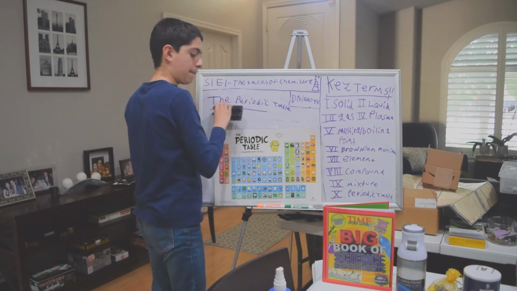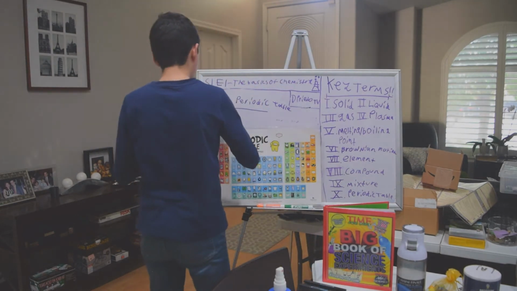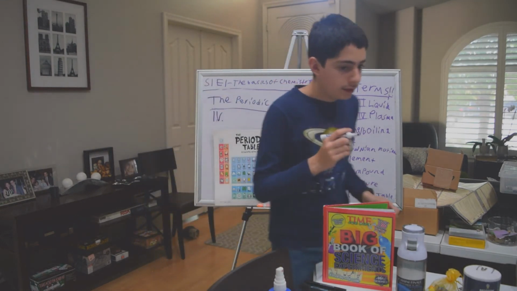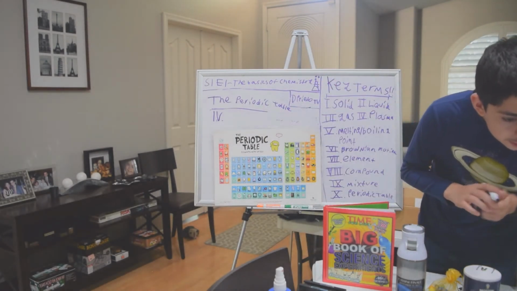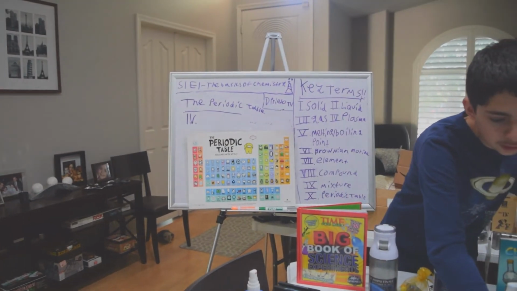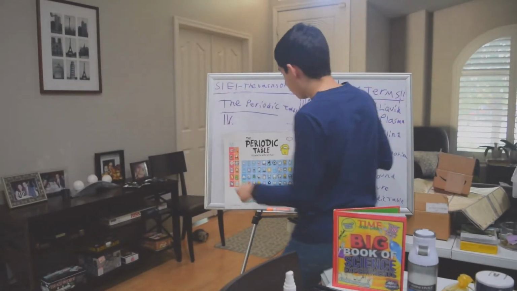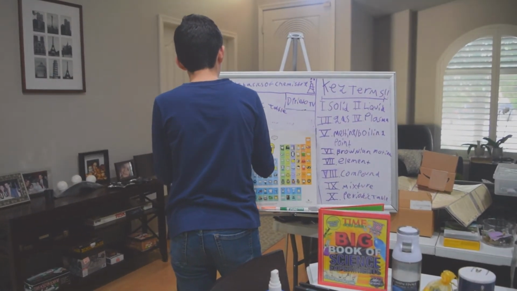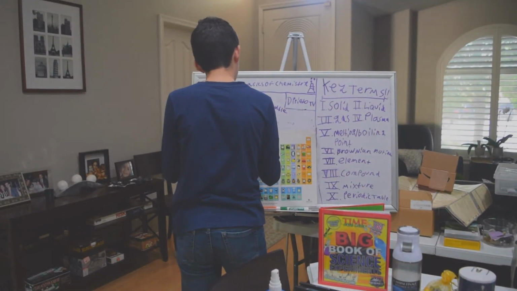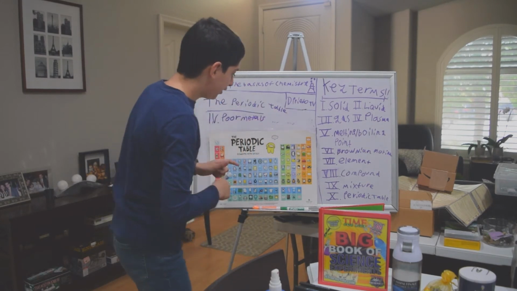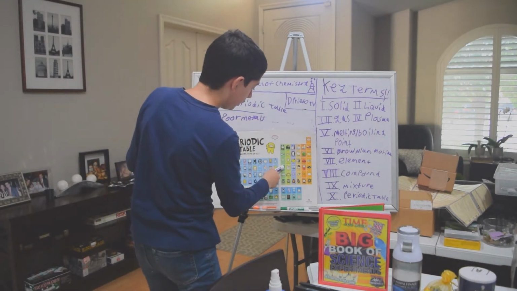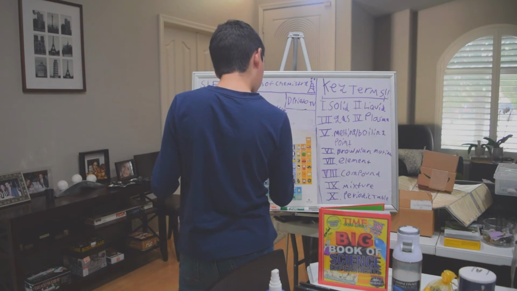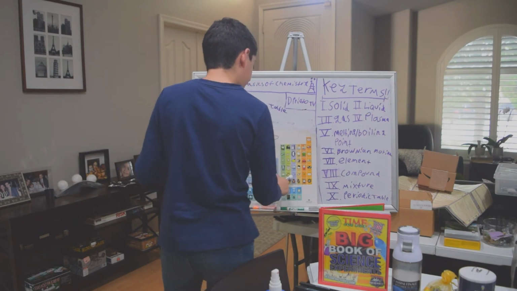So category number 4 is the poor metals. The poor metals include this little triangle right here, this little wedge here. They are the poor metals.